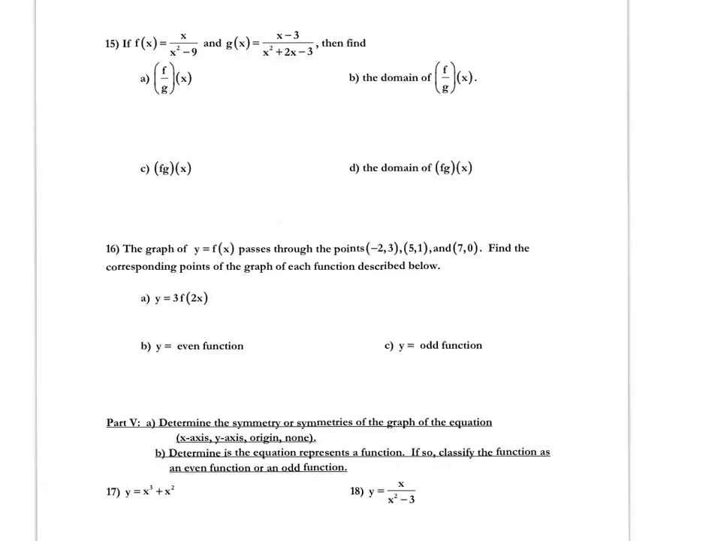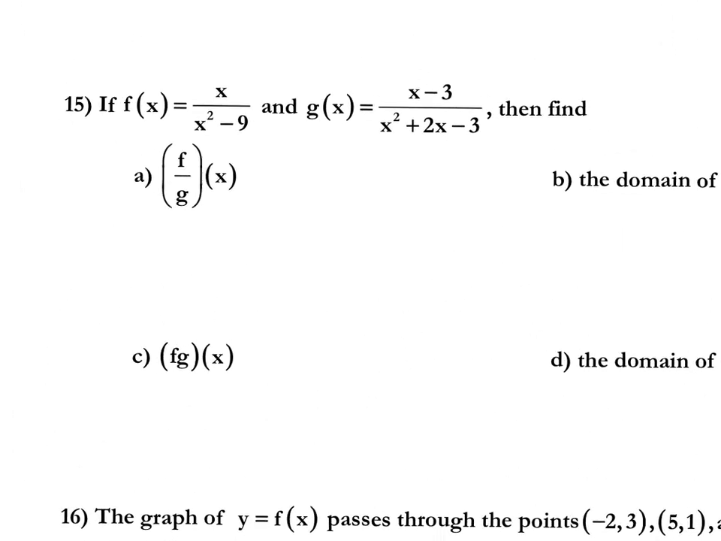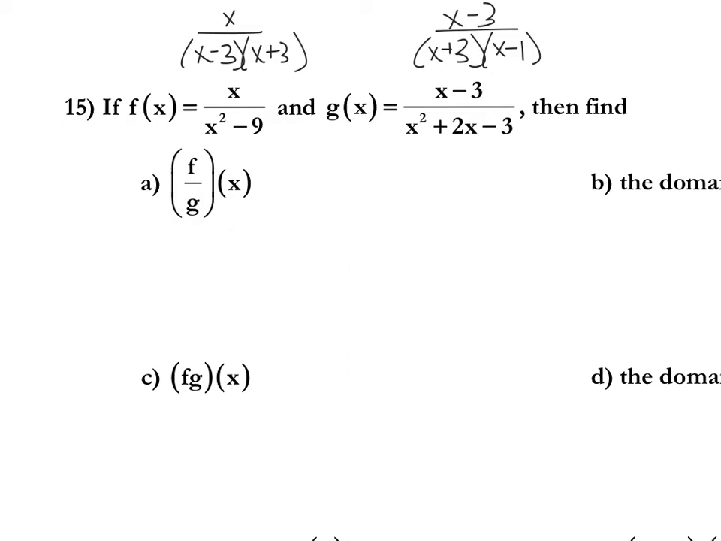Alright guys, the next couple of questions I wanted to talk about was like number 15. So we've got these weird looking expressions, f of x and g of x, and then we've got to do some domains, so these are a little bit more tricky. First of all, what I notice about f of x and g of x is that they factor in the denominator, so this means x over x minus 3, x plus 3, and x minus 3 over x plus 3, x minus 1. I believe that's how that factors in the denominator. Okay, so that is what these two functions are equivalent to.